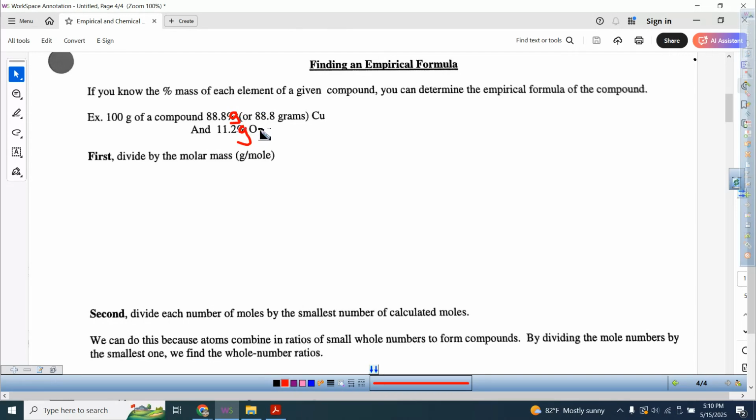And that's because if I had 100 grams of this compound and 88.8% was copper, that would tell me that I have 88.8 grams of copper. And if I had 11.2% oxygen in my 100 grams, that would tell me that I have 11.2 grams of oxygen. So whenever you're finding an empirical formula, the first step is to take your grams, or if you're given percents, just turn it into grams.